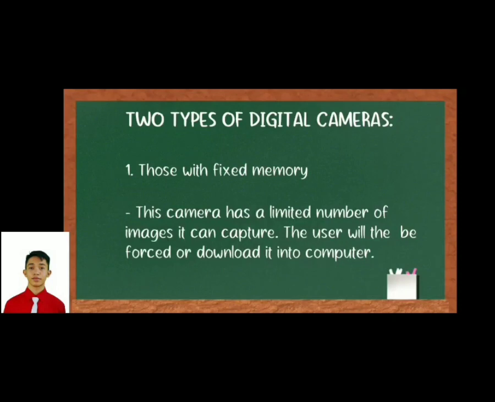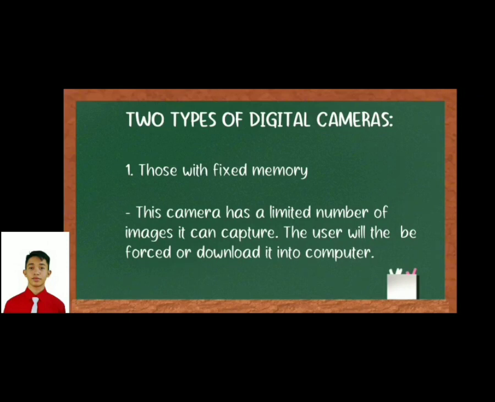So there are two types of digital cameras. The first one is those with fixed memory. This camera has a limited number of images it can capture. The user will be forced to download it into a computer.